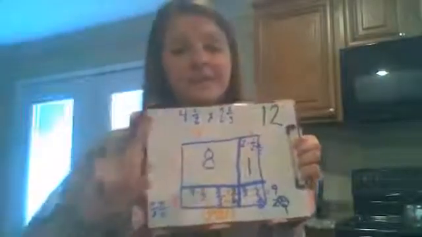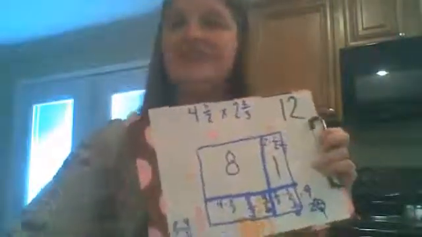Now, before I let you go, I want to just double check this on my graph paper and make sure that what I have there matches my 12 whole squares that I have on my area model. So when I draw this, I'm going to go over 4 1/2, and I'm going to go down 2 2/3, and I'm going to make my rectangle. I'm going to show it to you here in just a second.